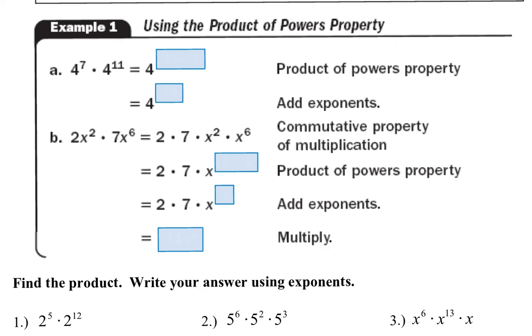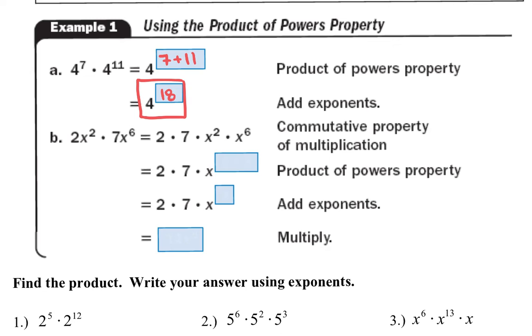The 4 stays the same, and so this could also be written as 4 to the 7 plus 11th power, and 7 plus 11 is 18, so this is 4 to the 18th power. In other words, if you were to write all that out as repeated multiplication, you would be multiplying eighteen 4s. Now, there's not very much work to show on these, but I do want you to show that step of what you're adding here, because you'll see as they get more complicated how important that is.